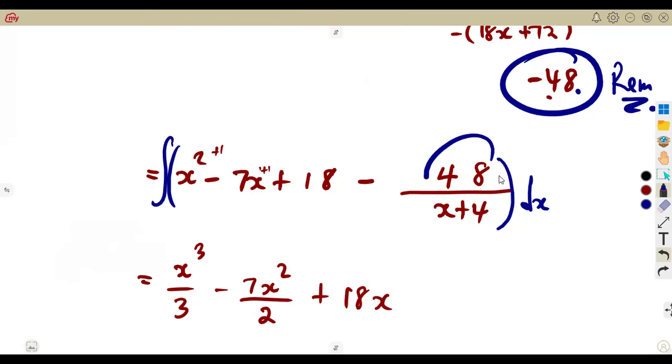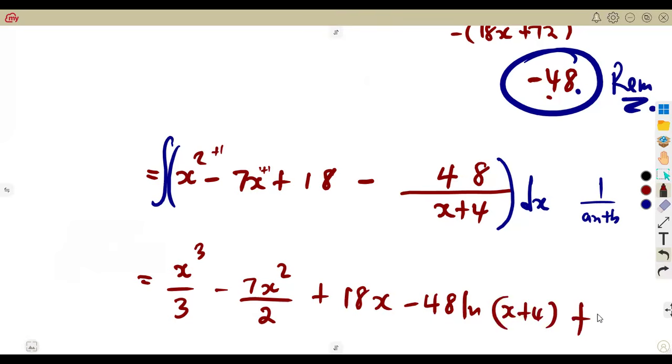Remember this integral of the fraction, guys, when I talked about this fraction, I did those formats of 1 over ax plus b, this and that. Here is just a 1, so do not consider anything. Just going to take your constant as it is, minus 48, the ln of x plus 4. Remember, these ones, they change into a ln.